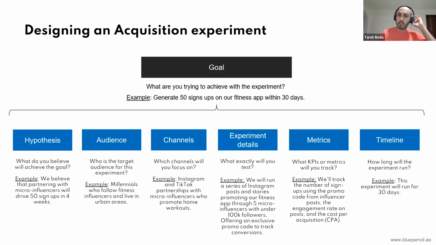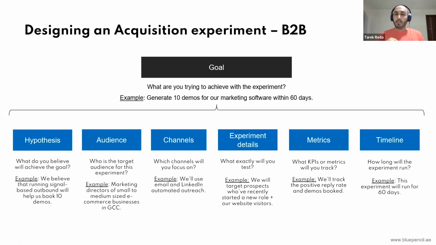Now, the idea here, and actually, before I do that, I want to show you guys real quick an experiment in the context of B2B. So this was a fitness app. Now let's look at B2B. Let's say your goal here is to generate 10 demos for our marketing software within 60 days. Okay, so that's our goal.